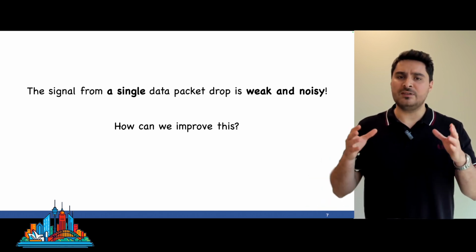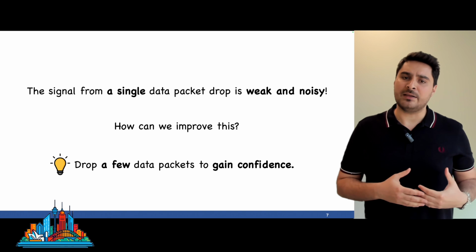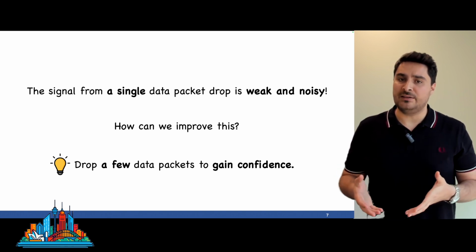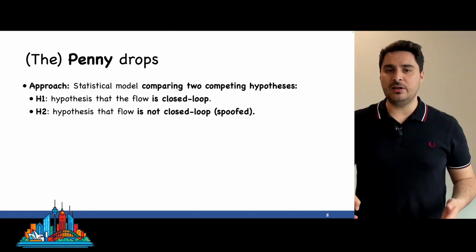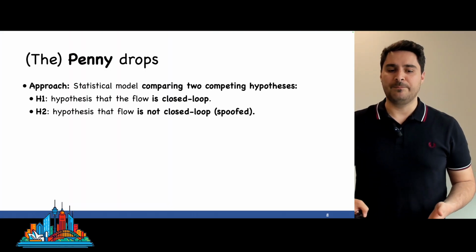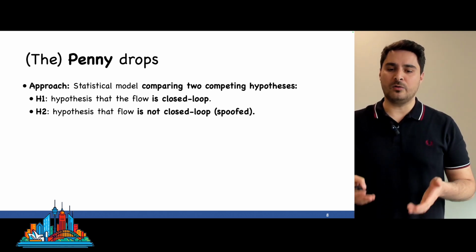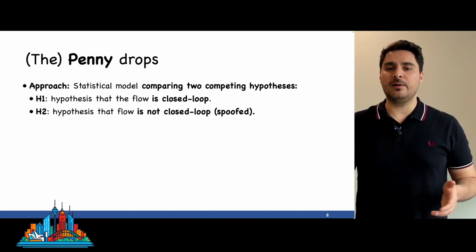And the better approach is, instead of dropping a single packet, to drop a few packets until you get enough confidence in the nature of the traffic. And now let me introduce you to our system, Penny. Penny is a traffic checker designed with a statistical model as its core, consisting of two competing hypotheses.